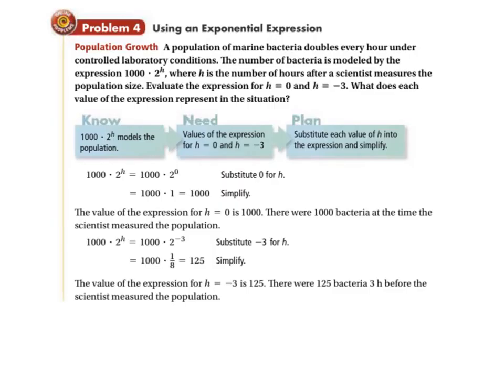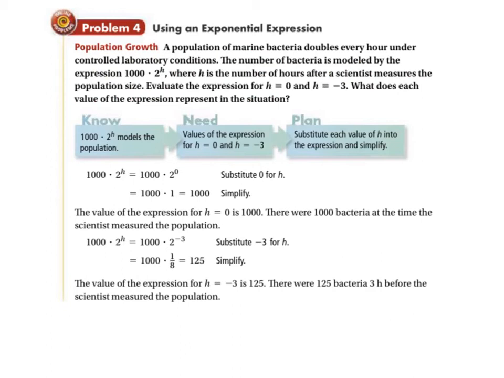So our fourth problem, yes, we can make story problems out of these too. I know you love it. A population of marine bacteria doubles every hour under controlled laboratory conditions. The number of bacteria is modeled by the expression 1,000 times 2 to the h, where h is the number of hours after a scientist measures the population size. So that's where they start, right? Evaluate the expression for h equals 0 and h equals -3. What does the value of the expression represent in each situation?